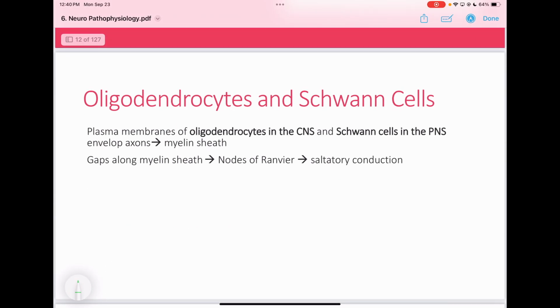Oligodendrocytes and Schwann cells are the same thing. They both make myelin. Just remember, one is in the CNS and one is in the PNS. We've gone over that many times. We can skip that.